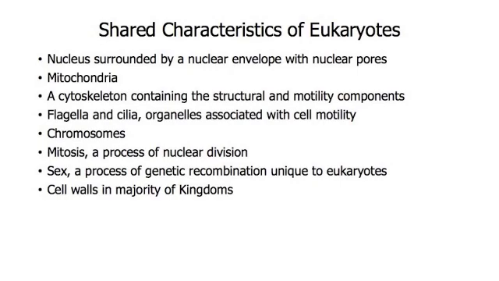Moving on to the shared characteristics of eukaryotes. Most eukaryotes are going to have a nucleus surrounded by a nuclear envelope with nuclear pores. Most will have mitochondria. Most will have a cytoskeleton containing the structural and motility components of the cell. Some eukaryotic cells will have flagella and cilia, and these are also organelles associated with cell motility. Many eukaryotic cells have chromosomes. Mitosis is a process of nuclear division, which we will learn about in subsequent chapters. That's how cells replicate themselves, through mitosis, unless it's a sex cell, then the process is called meiosis. Also, many eukaryotes are sexually reproducing organisms, and many eukaryotes are going to have cell walls. Remember, these are just some shared characteristics of eukaryotes. Not every eukaryote has all of these features.